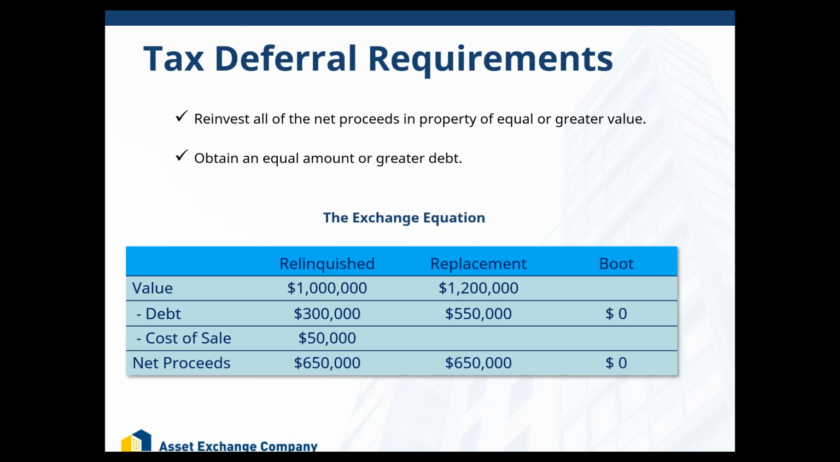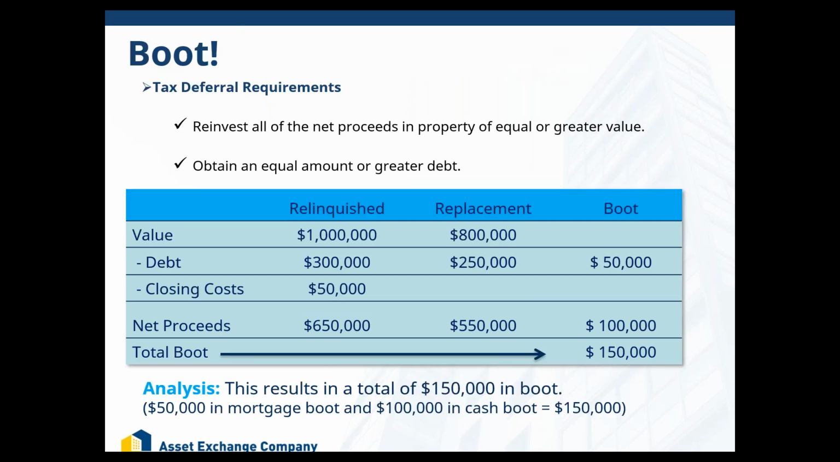Now, what if they wanted to do this? What if out of the $650,000, they say, well, you know what? We don't want to use all of that towards buying a replacement property. We want to take $100,000 of the $650,000 and hold that back. And we only want to use $550,000 towards buying our replacement property. Well, you can do that with a 1031 exchange, but that $100,000 that you hold back, you're going to be subject to taxes on that amount. All right, that's actually referred to as cash boot.